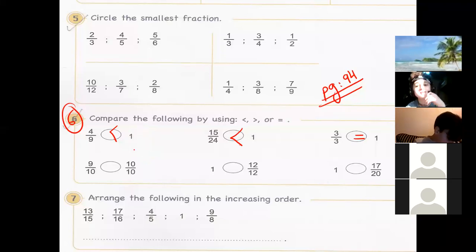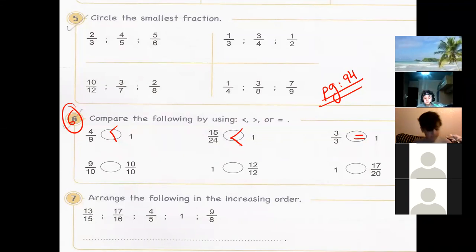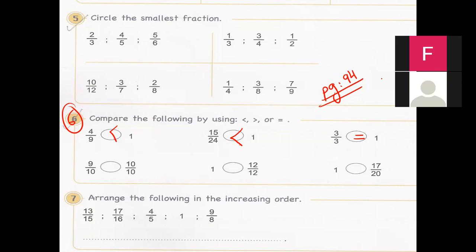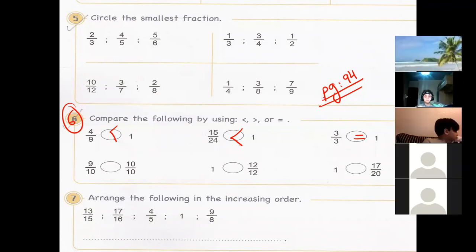Okay, thanks. Now Batoul Al-Hajj. Yes, come on Batoul. 9 over 10 and 10 over 10. I didn't understand this fraction very well. The easiest way: Batoul, look, 10 and 10, same denominators, compare them.